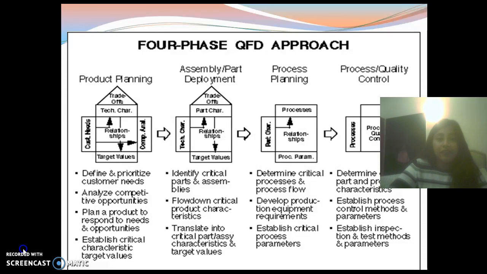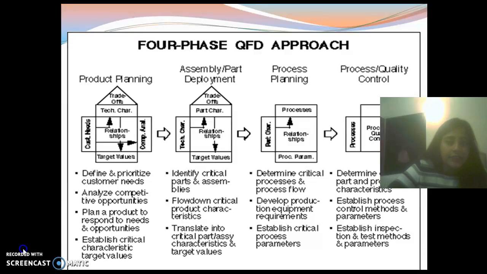Okay, there are four phases to the QFD approach. The first is the product planning, which is defining and prioritizing what the customer needs, analyzing competitive opportunities, planning a product to respond to needs and opportunities in the environment, establishing critical target values. Second is the assembly part deployment. That is when you identify critical parts and assemblies, flow down critical product characteristics and translate into critical part characteristics and target values.